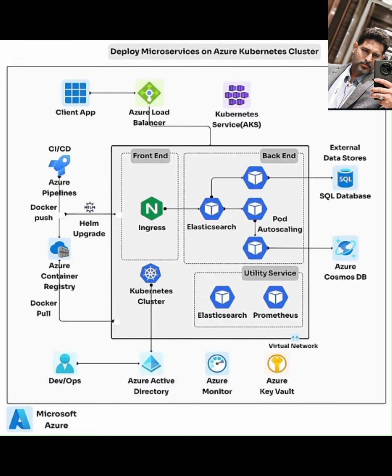From the load balancer, the traffic goes to something called ingress within the Kubernetes cluster. I see the Nginx logo here, which is a very common piece of software used as an ingress controller. Ingress's job is to act as a smart router, directing incoming requests to the correct service inside the cluster. In this diagram, it points to the front end.